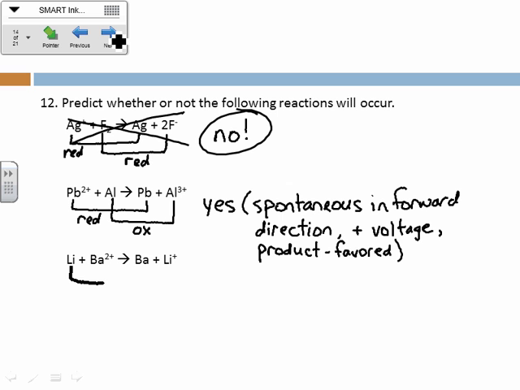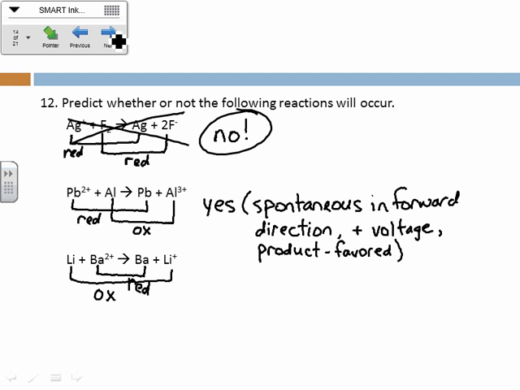Okay. Lithium plus Ba2+. So we've got lithium being oxidized here. We've got the Ba2+ being reduced. If you look at your chart here, lithium would have to be below barium. Barium would have to be above lithium on the reduction potential chart. And it is, just barely, but it is.